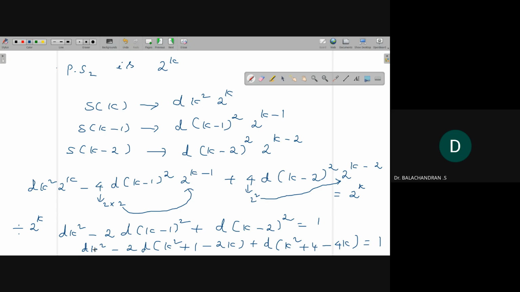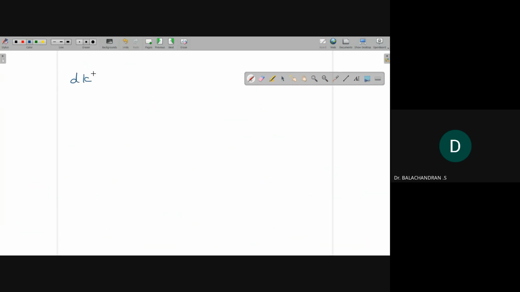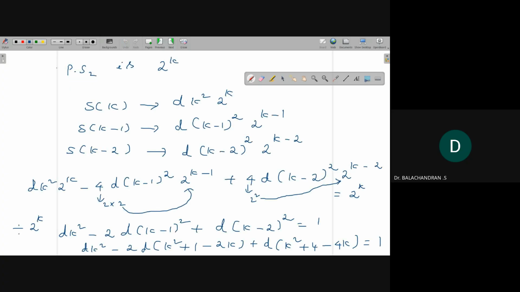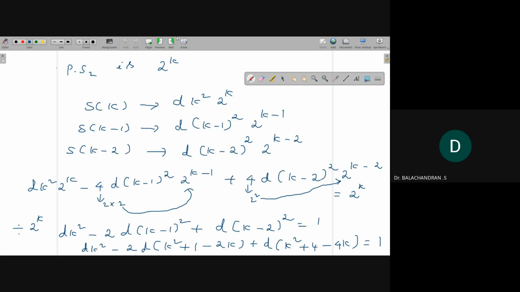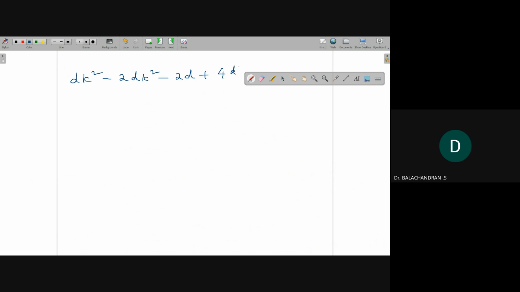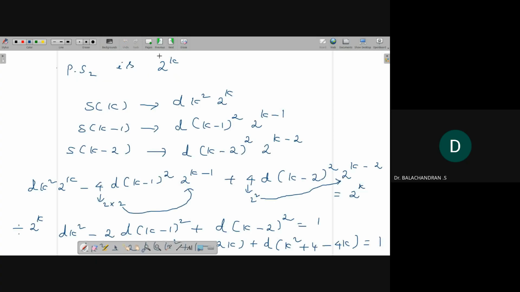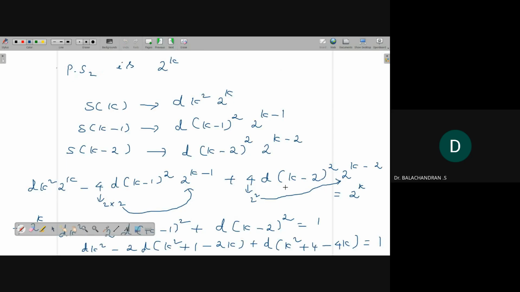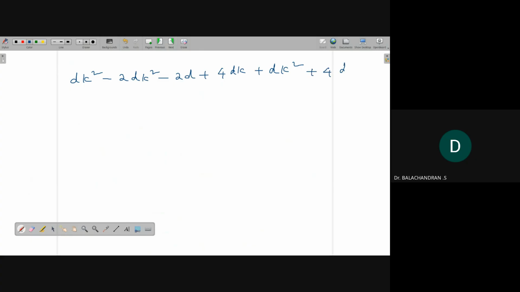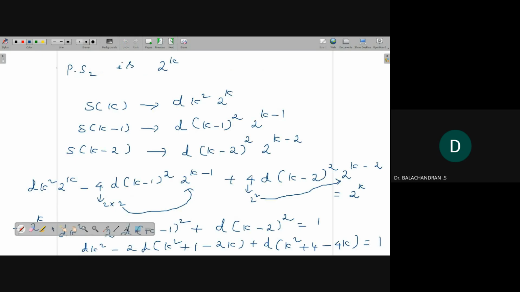Now you can see here dk square, and then minus 2 dk square, and then minus 2d, minus 2d plus 4dk, and then dk square, okay and then 4d, and then minus 4dk equal to 1.